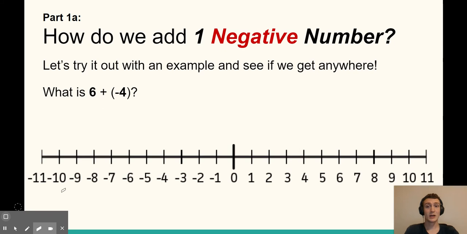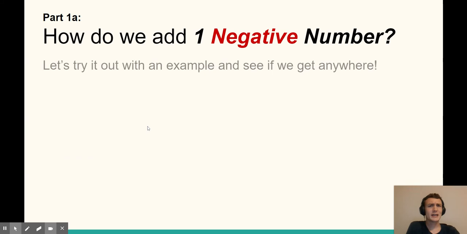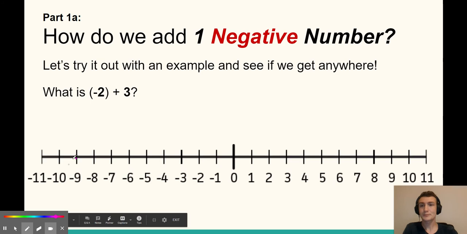Awesome. Okay, let's get into the next one. Here we go. So how do we add one negative number? Let's do this same thing. We're going to do 2 more examples, and we're going to do rapid fire. Negative 2 plus 3. Okay, so we're starting at negative 2.